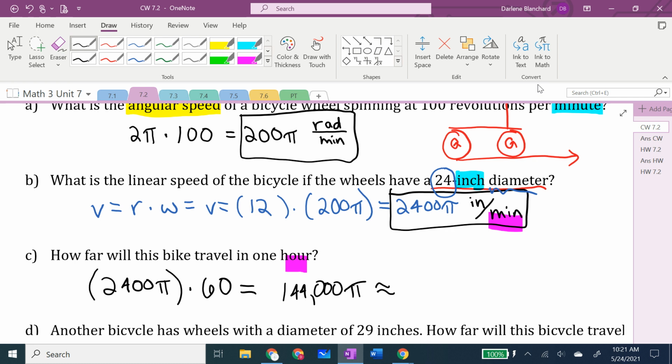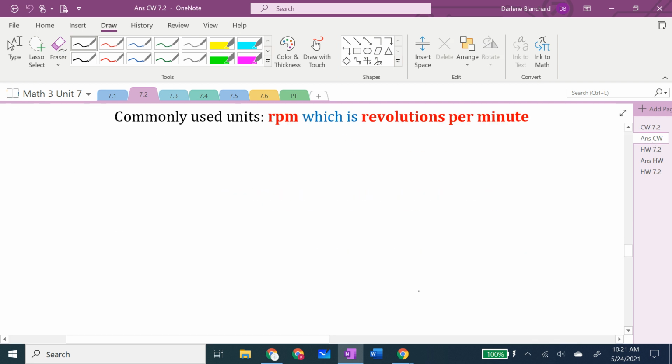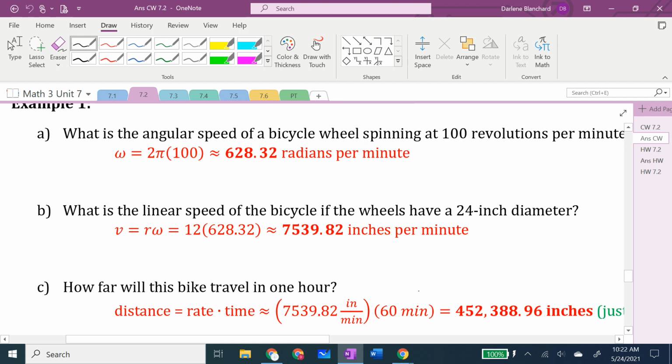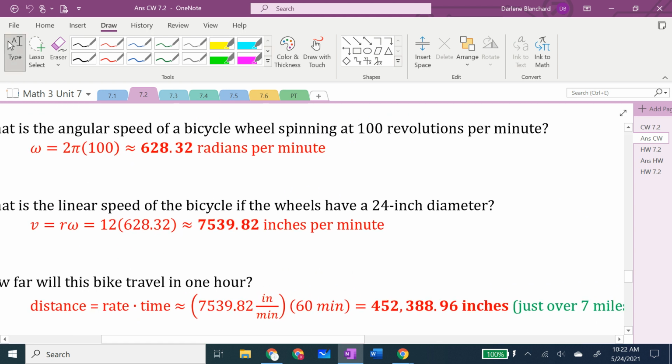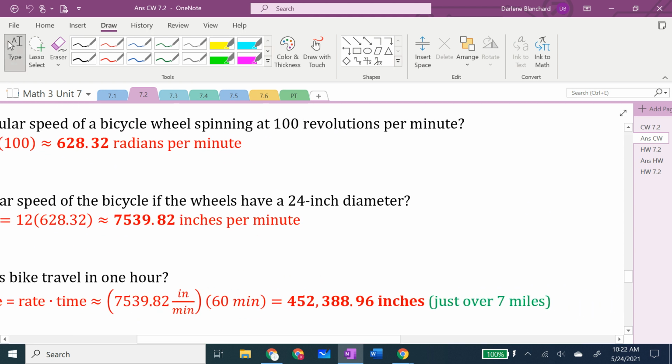Okay. I may have written the answer down already. Let me see. So here I've got, you can leave it in pi format or you can write it in decimal format. That's up to you. And then I also estimated it as 452,388.96 inches, which happens to be just over 7 miles, which is a little bit more helpful.